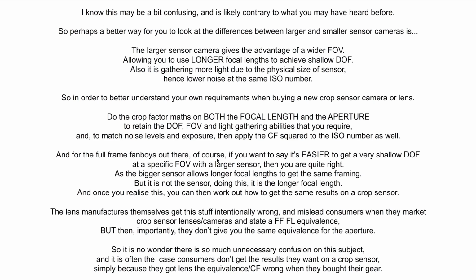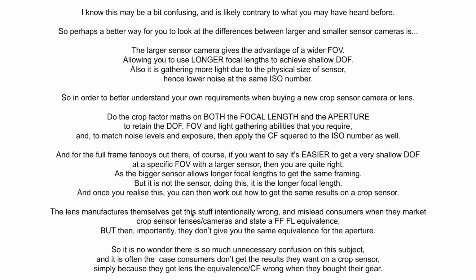And for the full frame fanboys out there, of course, if you want to say it's easier to get a very shallow depth of field at a specific field of view with a larger sensor, then you're quite right. As the bigger sensor allows longer focal lengths to get the same framing, but it's not the sensor doing this, it's the longer focal length. Once you realise this, you can work out how to get the same results on a crop sensor.